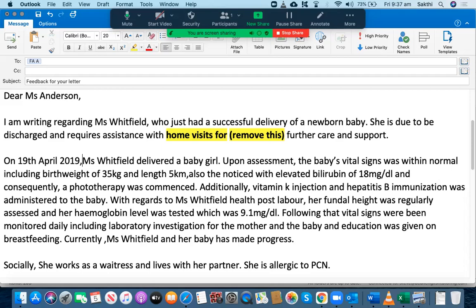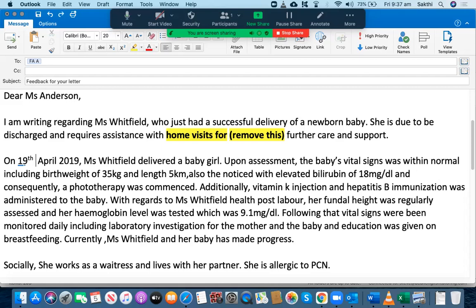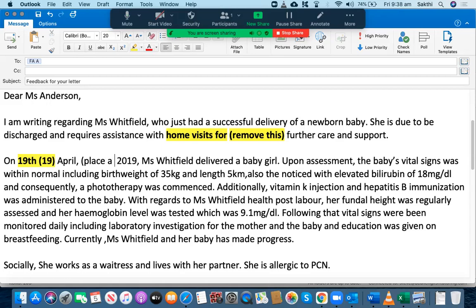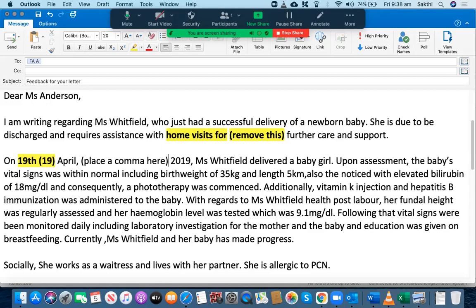Let's go to the next paragraph. "On 19th April 29." Okay, sorry, 2019. In this case, she might have written simply 19 April 2019. Otherwise, she could have written 19th of April 2019. Okay, she could have mentioned a comma as well here. Place a comma here, please. Thank you.